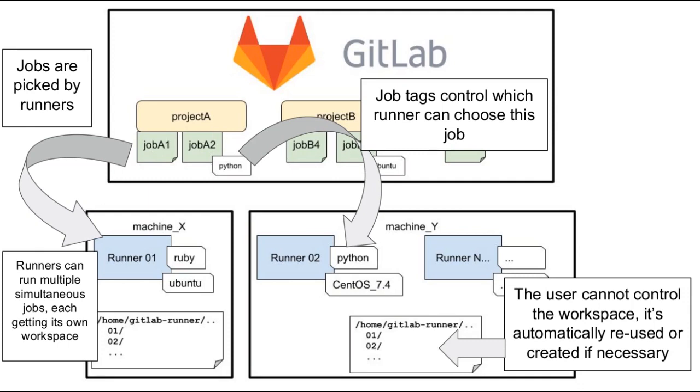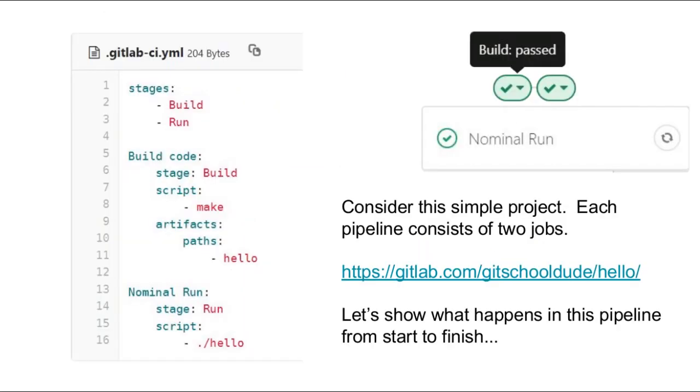What's interesting about GitLab CI, and what I consider a limitation at this point, now this is the end of 2018, so depending on when you're watching this, this might not be true anymore, is that the user cannot control the workspace. It is automatically reused or created if necessary. And what I mean by reused is if the runner has workspaces that are empty from a previous job and it's using the same project, it can reuse a clone that exists. Or when I say created, it will create a new directory under this directory structure to perform the testing and clone the repo into.